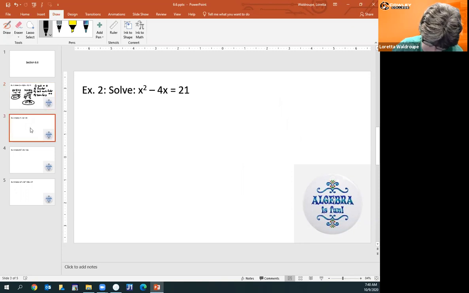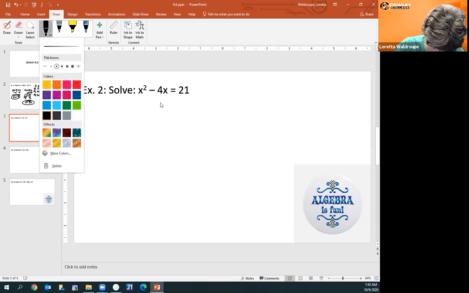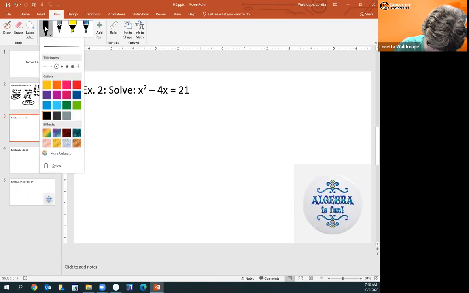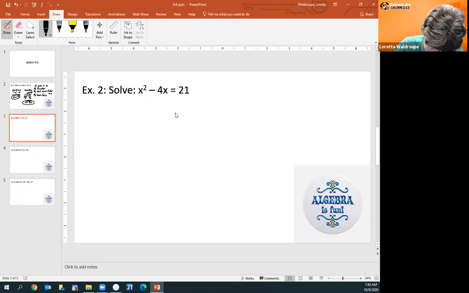Okay? On this one, we can see step 1 isn't done, so we have to set it equal to 0 ourselves. So let's subtract 21 from both sides. Sorry, my pen wasn't working there for a minute. I don't know what its issue was.